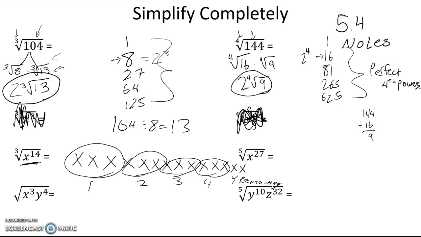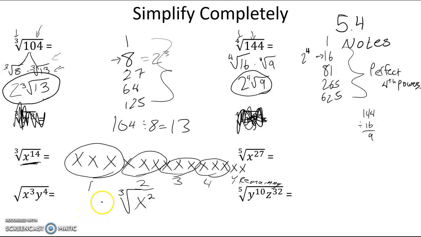So now, since I have a remaining, what I'm going to do is draw in my radical with a 3rd root, and the number of x's that I have remaining, I have 2 x's, so that's x squared. I'm going to write that underneath my radical here as x squared.